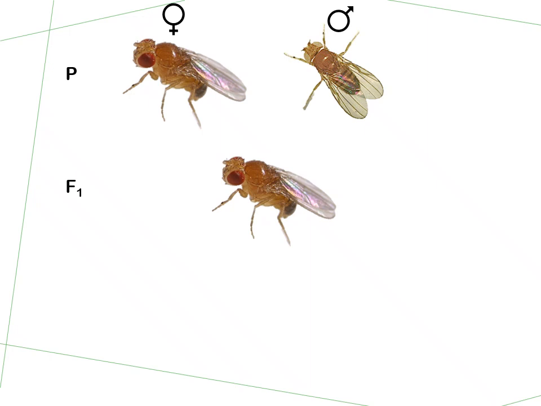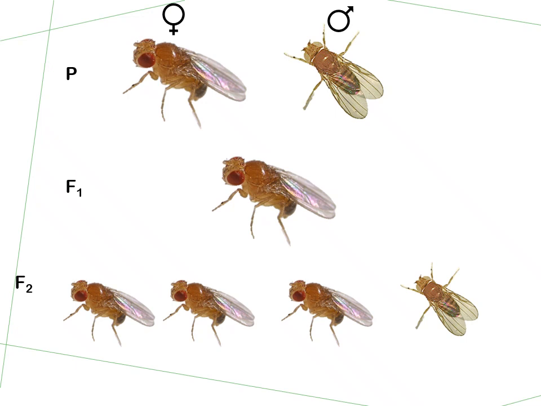Now, similar to Mendel's experiments, the recessive white allele returned in a 3-to-1 ratio in the F2 generation, but it only returned in the male flies. All of the female F2s had red eyes, while the F2 males were 50-50 red or white-eyed.